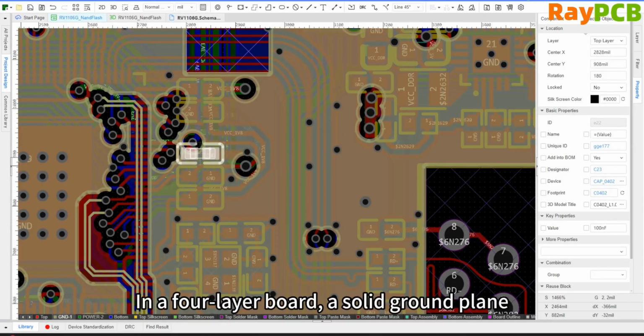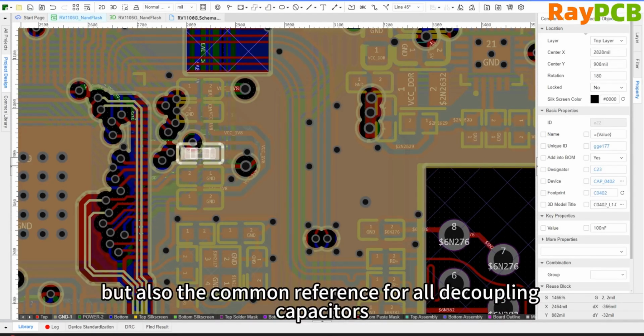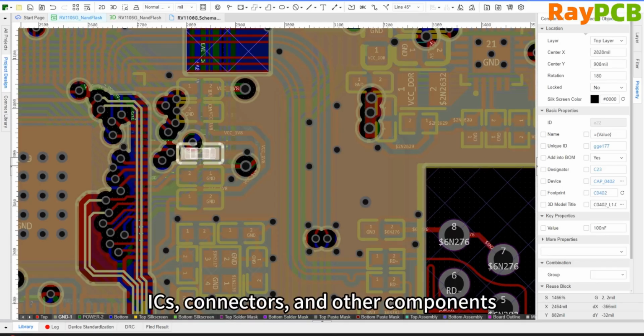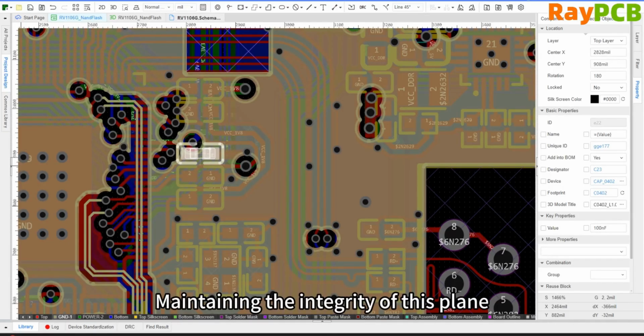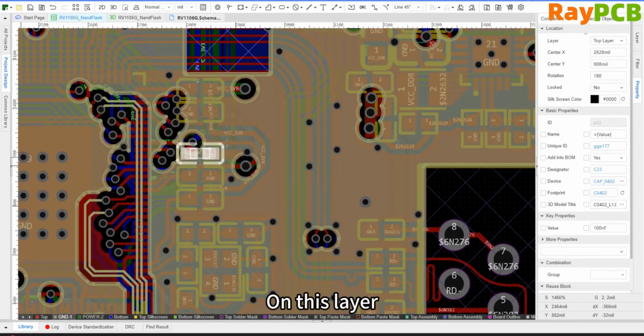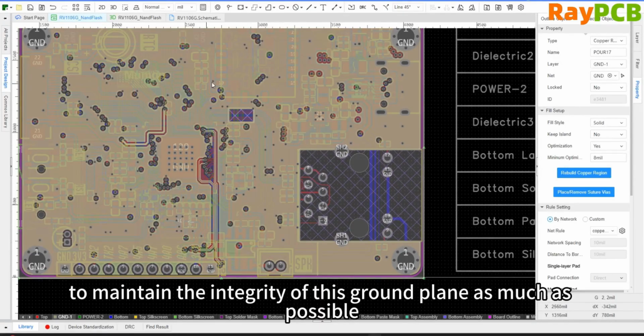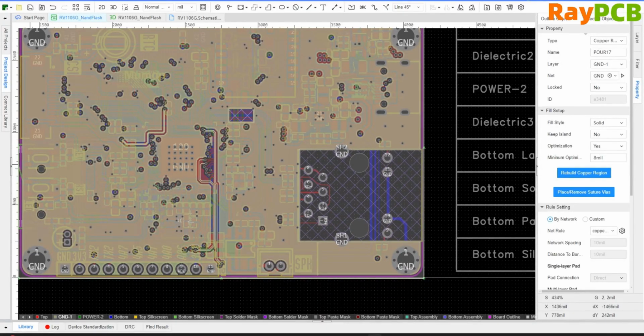On a 4-layer board, a complete ground plane is not only the ideal return path for signal lines, but also serves as a shared heat dissipation area for components like decoupling capacitors and IC connectors. Maintaining the integrity of this plane is the cornerstone of all EMI and EMC optimization. Just like here, it routes out a few necessary lines at this spot, but otherwise preserves the integrity of the ground plane as much as possible.